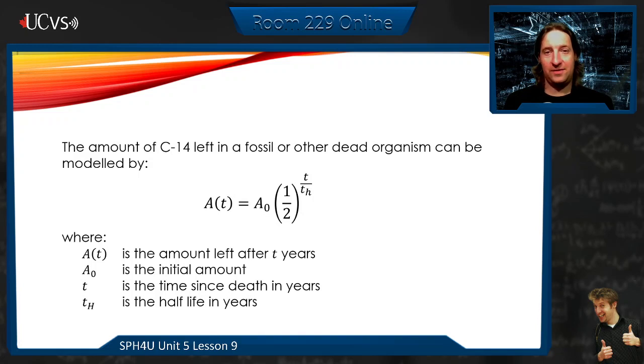The amount of stuff that's left after t years is equal to how much we have to begin with, A naught, multiplied by a half to the power of t, the amount of years, divided by the half-life. We're basically multiplying by a half to the power of how many half-lives you've been through. Hopefully you remember your grade 11 exponential functions unit, and maybe you've even seen something like this before.